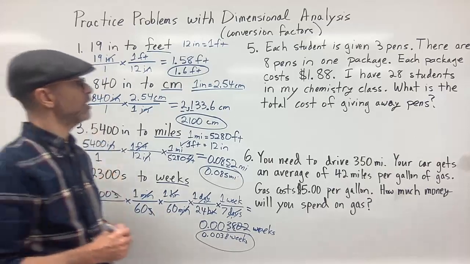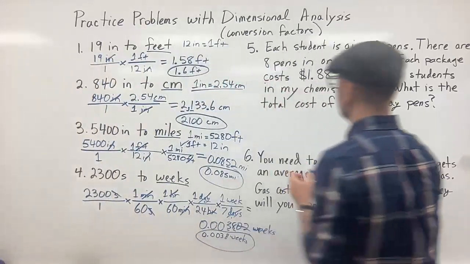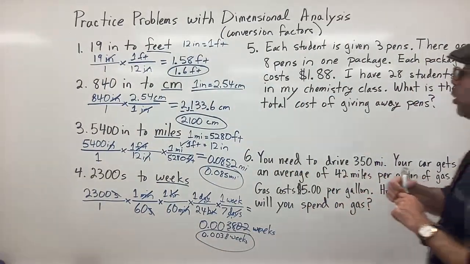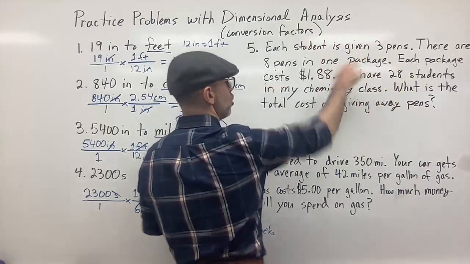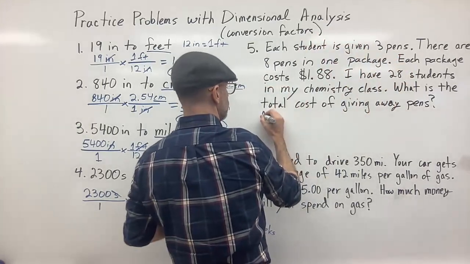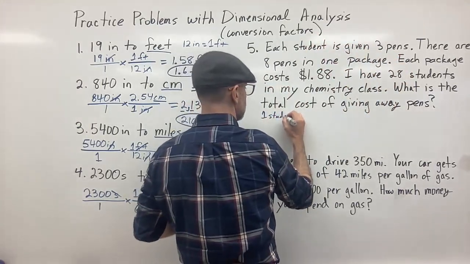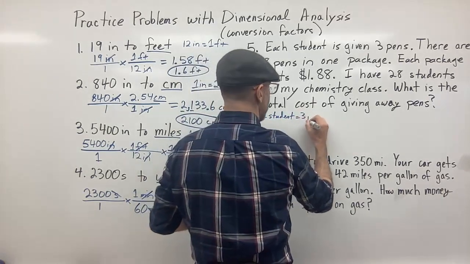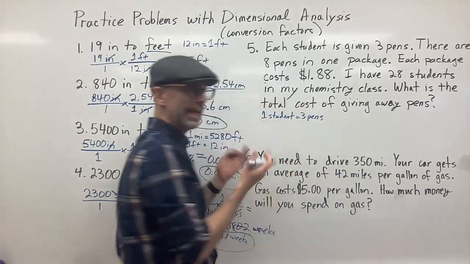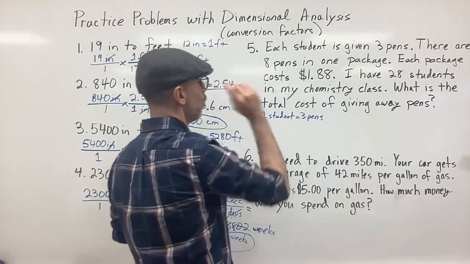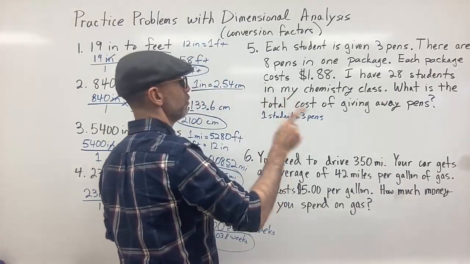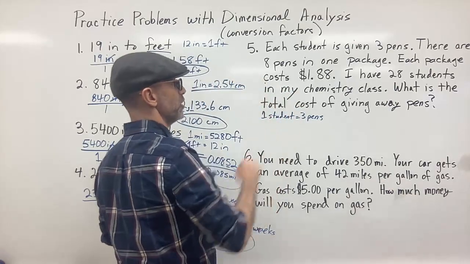So let's start with this. So we're going to pull out our conversion factors. Each student is given 3 pens. So what is it? That's 1 student equals 3 pens, right? That's a relationship. That's an equality. We could use that as a conversion factor. So we know that each student gets 3 pens. That's 1 student to 3 pens.